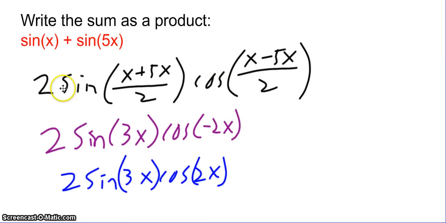So I just plug it into that formula. 2 sine of x plus 5x over 2 times the cosine of x minus 5x over 2. X plus 5x over 2 is 3x. X minus 5x over 2 is negative 2x. Even-odd identity tells me that the cosine of negative 2x is the same as the cosine of 2x. So my final answer is 2 sine of 3x times the cosine of 2x.